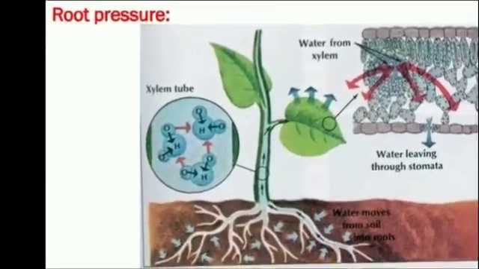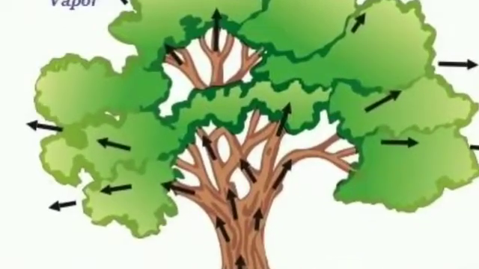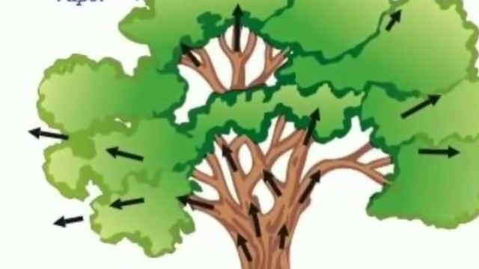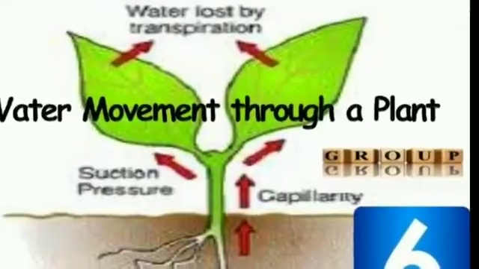But how does the water reach the top of tall trees? Transpiration pulls the water molecules from below to many meters up in tall trees.